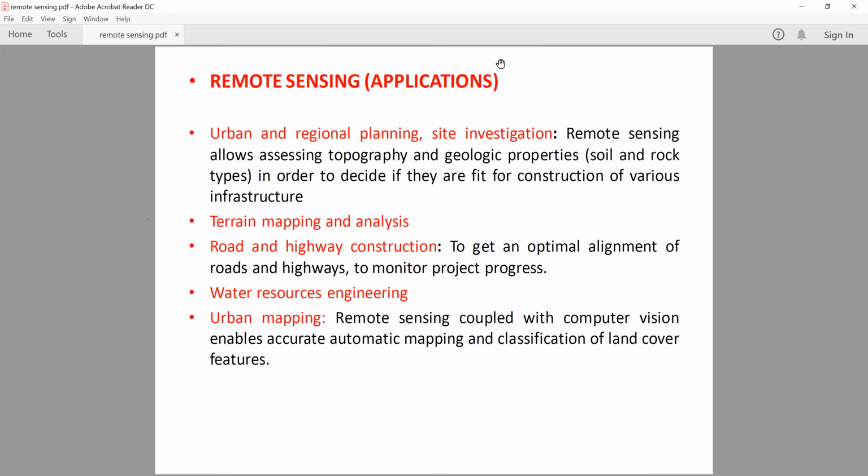Then urban regional planning, site investigation, geological investigation. So there's just so many applications, and with time, as we go on into this lecture, you'll see how you extract that information that we need. Then we have urban mapping, water resource engineering, road and highway construction, and terrain mapping and analysis.